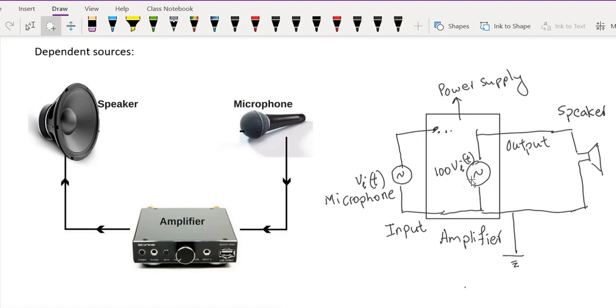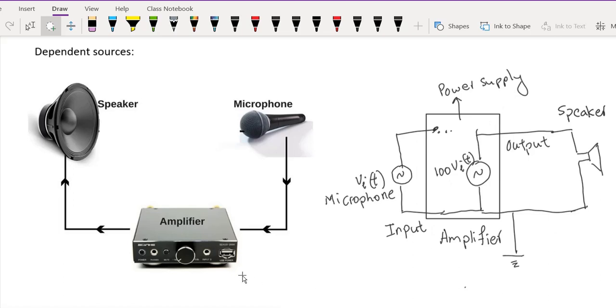Now, notice what the amplifier is doing. You can ask, if you have this voltage source at the output, where is this voltage getting its power? If the value is dependent on the input, then what is the source of the power for this output source? And that is coming from the power supply.